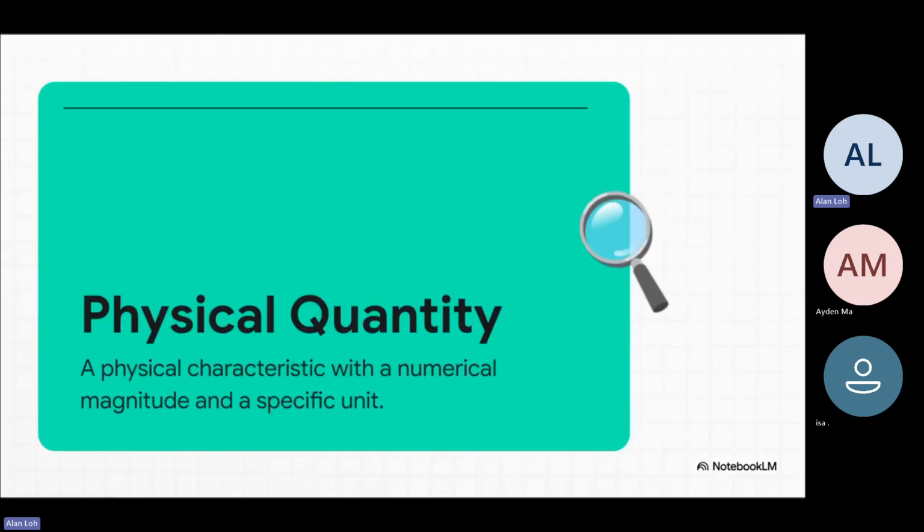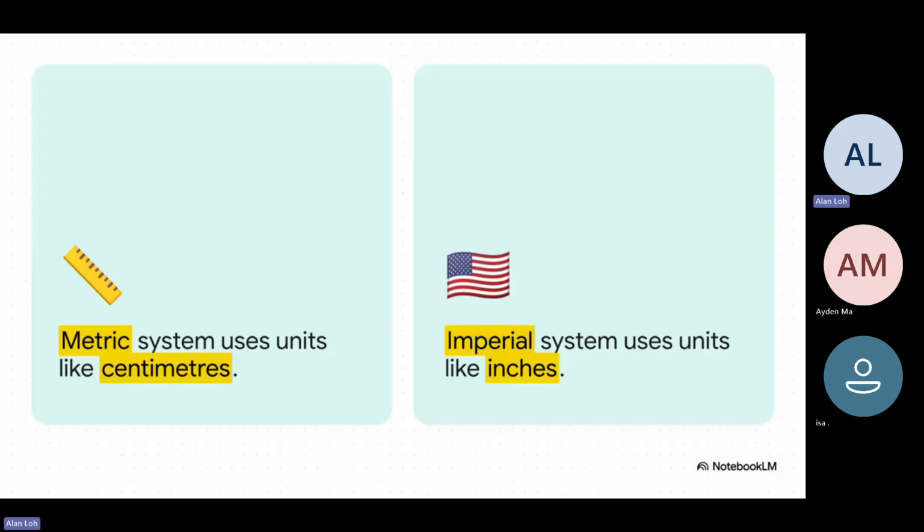Now, a physical quantity breaks down into 2 non-negotiable halves. To accurately measure anything, you absolutely need a numerical magnitude, that's the how much, and a specific unit, the of what. Think about it. Saying a mountain is 4,095 means absolutely nothing. But saying it is 4,095 meters high, well, now you've given it physical meaning. But, simply having a unit isn't enough. We actually have to agree on which ones to use.